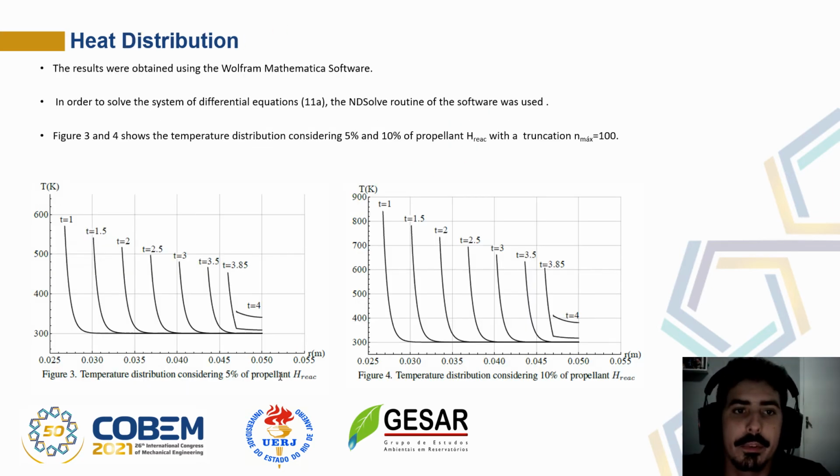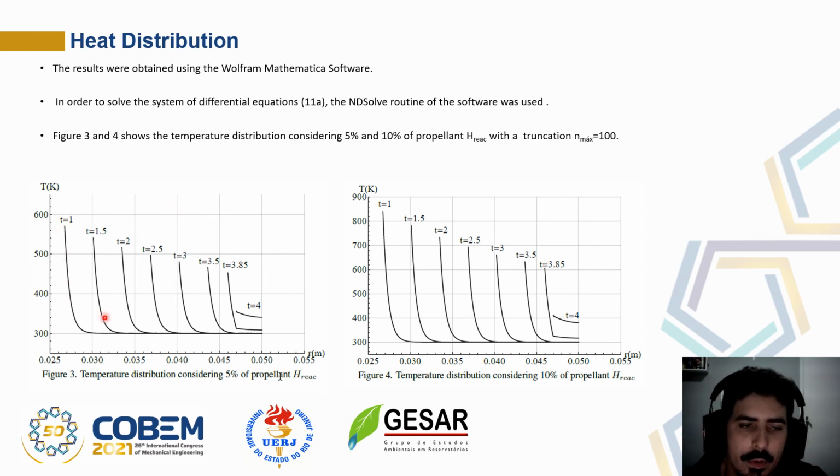The results were obtained using the Wolfram mathematical software. In order to solve the system of differential equations 11a, the NDSolve routine of the software was used. Figures 3 and 4 show the temperature distribution. Consider 5 and 10% of the propellant A react with a truncation of 100. Both graphics are basically the same, however the first one receives less heat than the other.